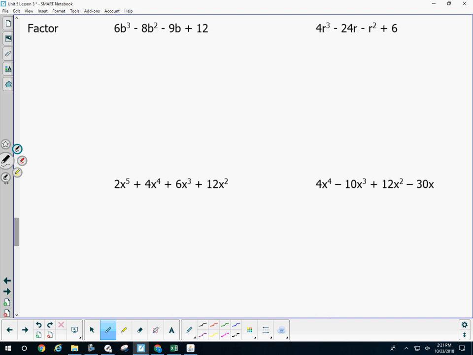We'll use this grouping procedure a lot next class when we're factoring different types of polynomials. Make sure you finish off these two. You're missing something.